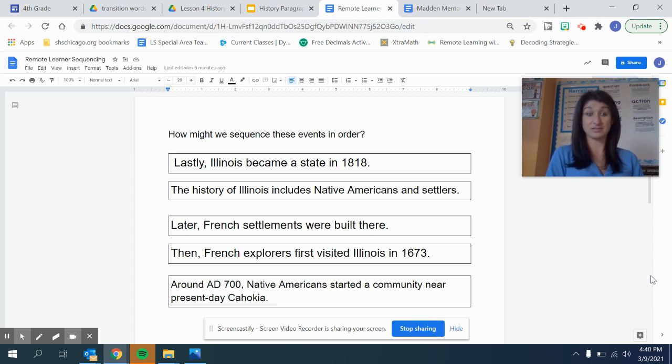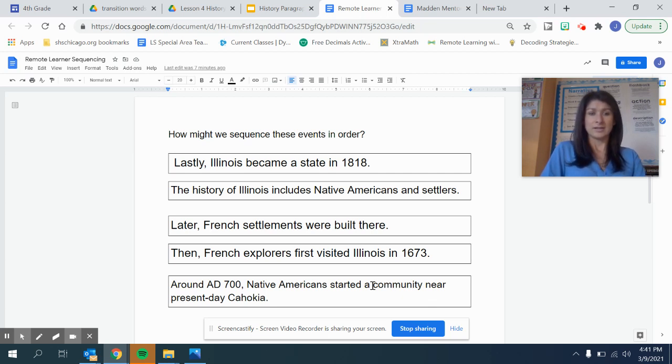So I have: Lastly, Illinois became a state in 1818. The history of Illinois includes Native Americans and settlers. Later, French settlements were built there. Then, French explorers first visited Illinois in 1673, and around AD 700, Native Americans started a community near present-day Cahokia.